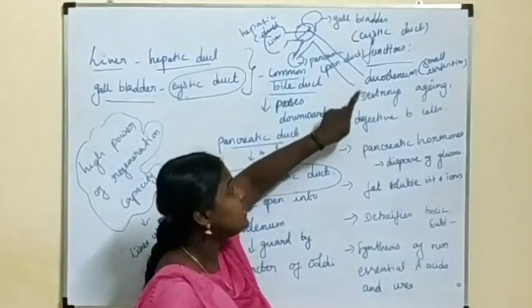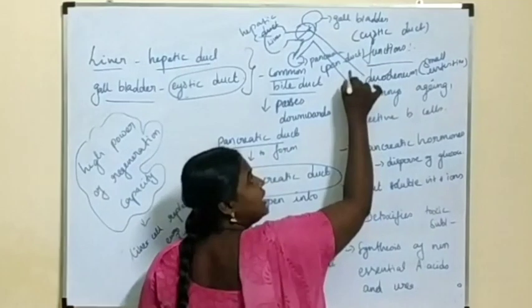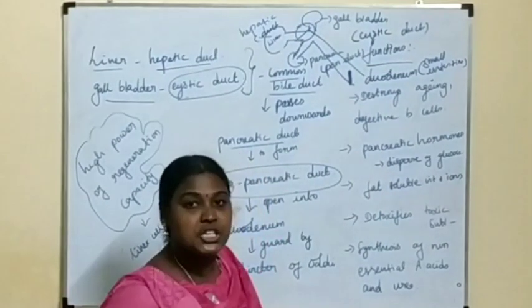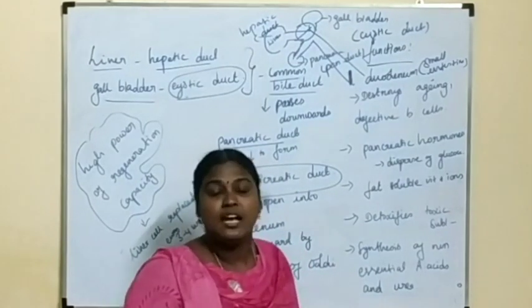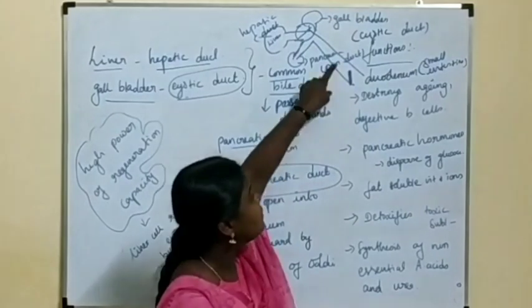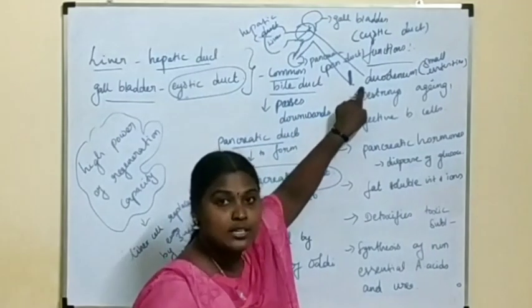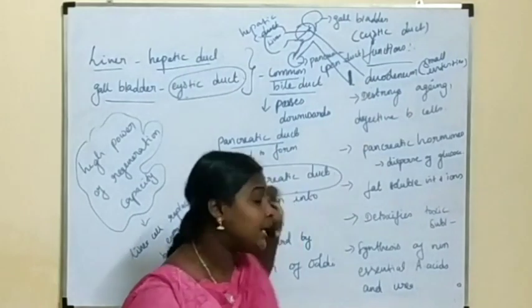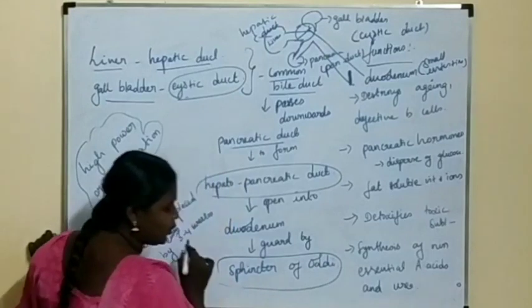Okay. So in this place, it's guarded by a sphincter. What is the role of the sphincter? It's a controller. It's a regulator. Okay. So what is the name of the sphincter? It opens into the duodenum of the small intestine. That is called the sphincter of Oddi. What is the name? It's the sphincter of Oddi. This is an important 3-mark question.